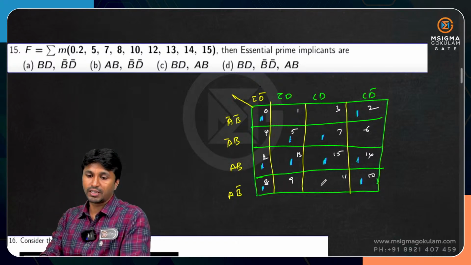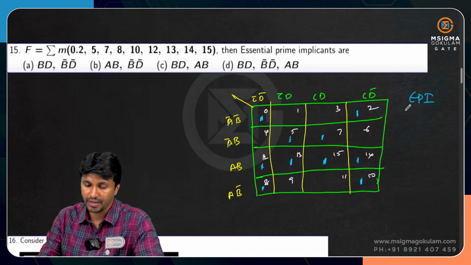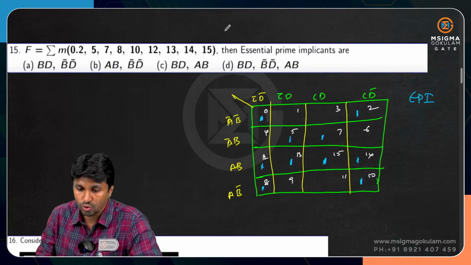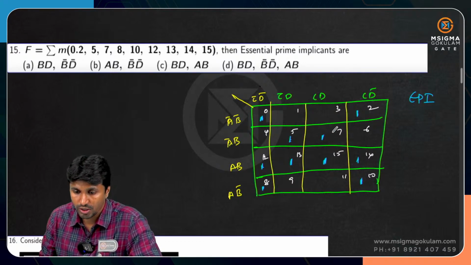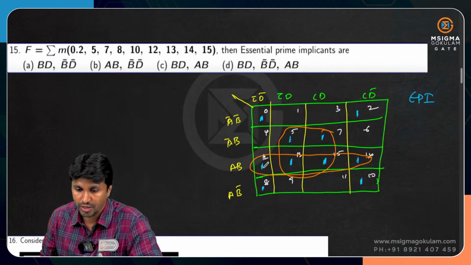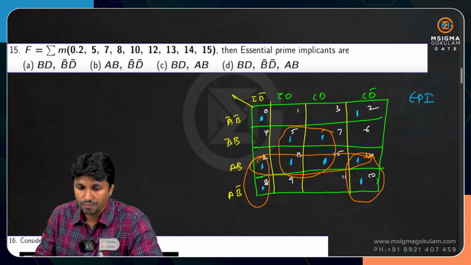So you have to pick the essential prime implicants. What are the groupings possible? Look at this one. You have a group here, you have another group here, and another group here. This is also a group. Also you can group them, so you can form a group here, and you can form a group here.